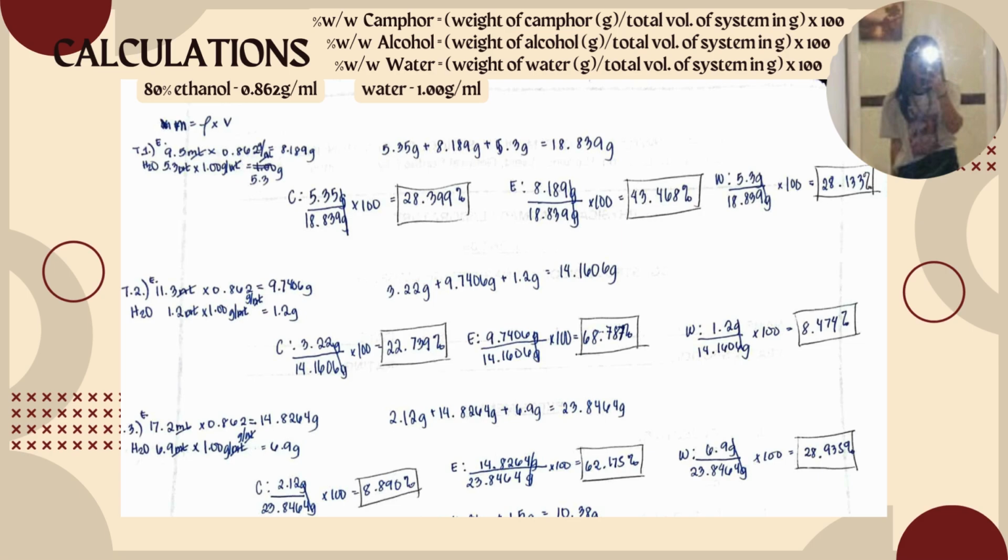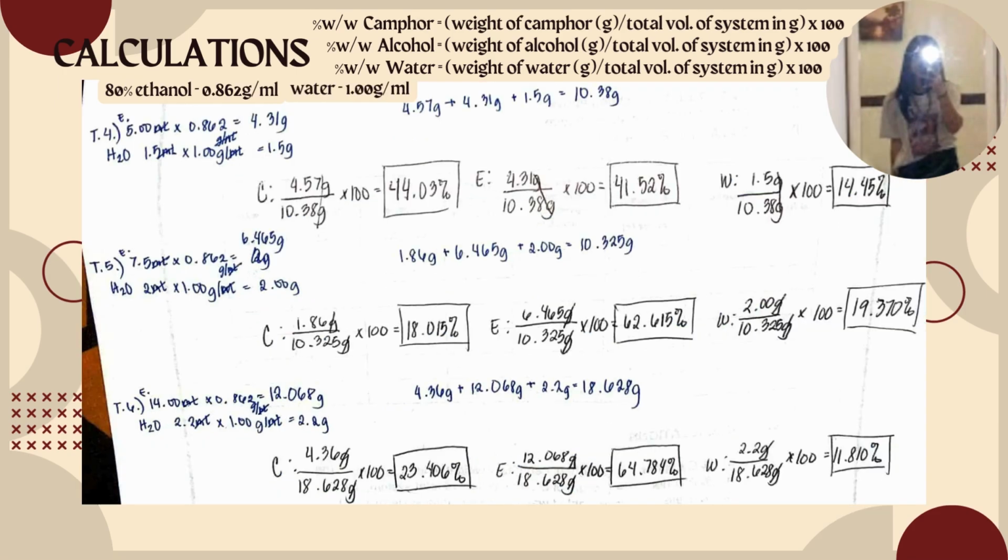So the total of percentage weight in weight of our camphor, alcohol, and water should give us a total of 100%. So you just do that process again in the system 2, 3, 4, 5, and 6. Here on this slide is the system 4, 5, and 6 calculation. I'll just explain the process again with system 6.